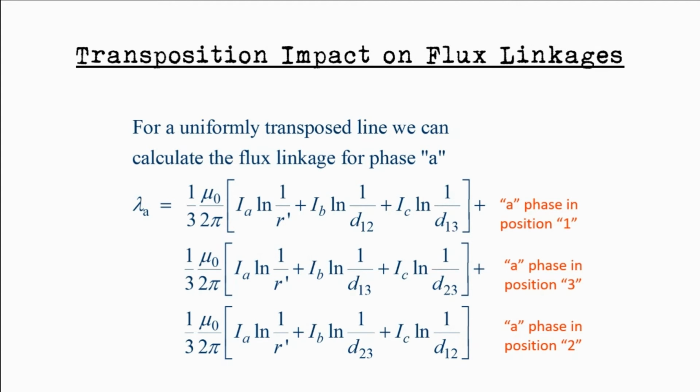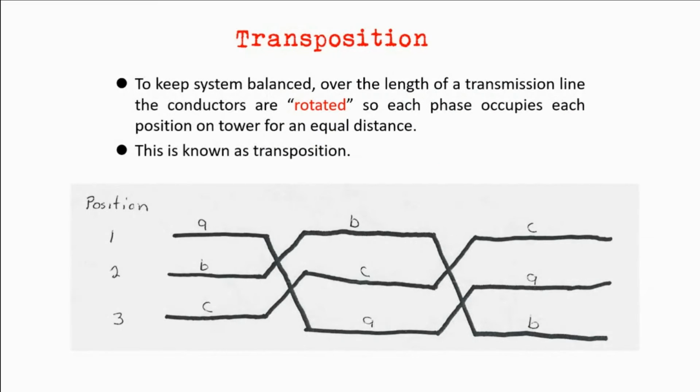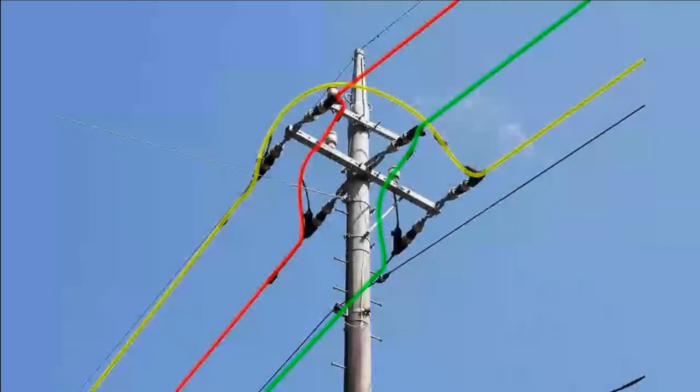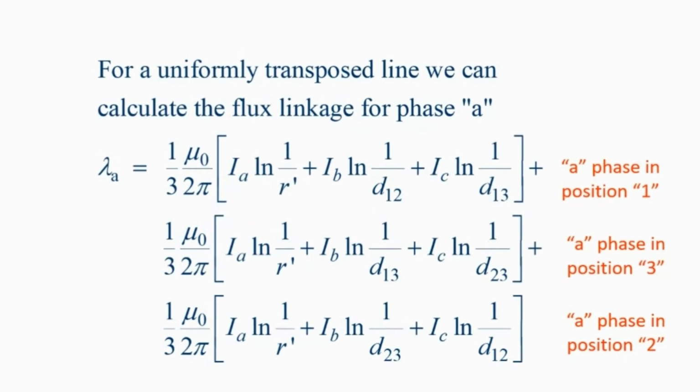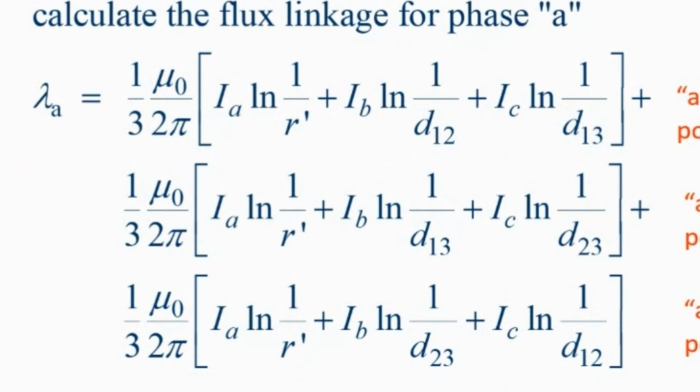See here, we'll take lambda A in phase A. Now, the difference is that this phase A has 3 positions. Sometimes, as you saw in the graph, it was first in position number 1, then position number 3, then position number 2. So I will divide my lambda now, the flux linkage, into 3 parts. Each one of them will be 1/3, 1/3, 1/3 of the total.